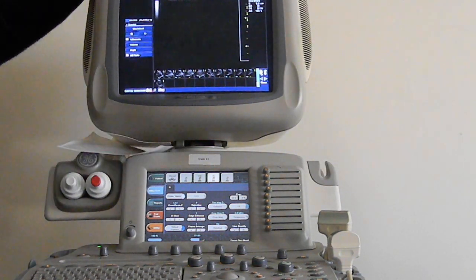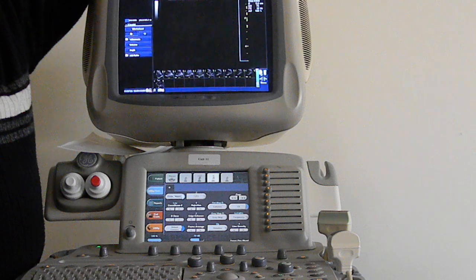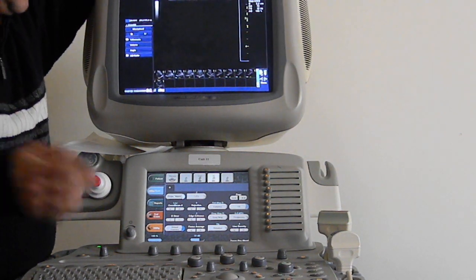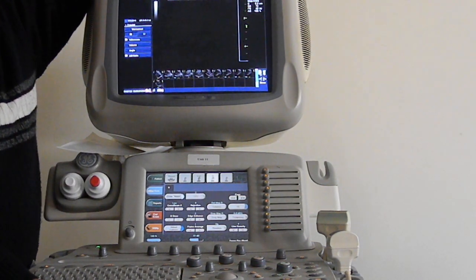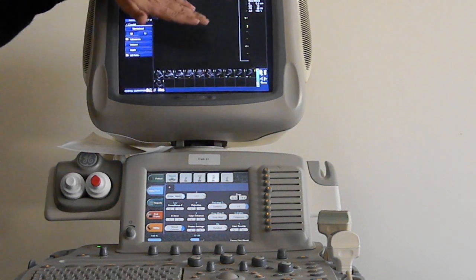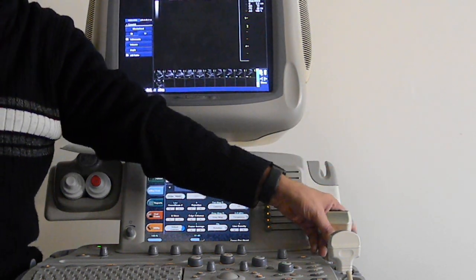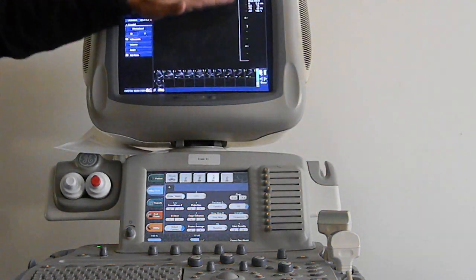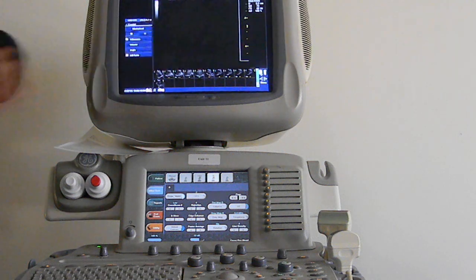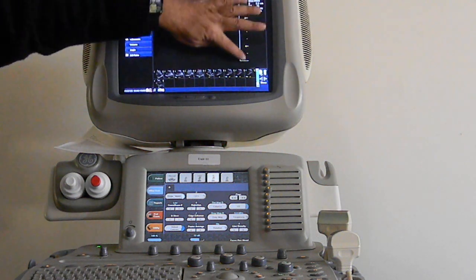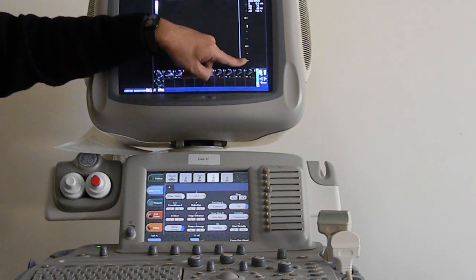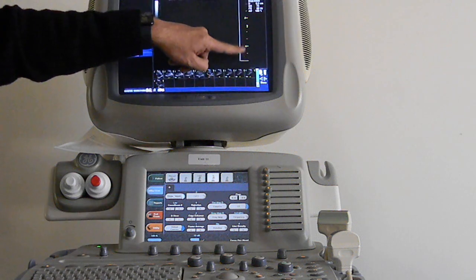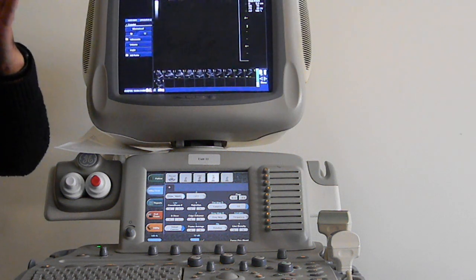Depth. Probably one of the first main functions that you may need to adjust whenever you are scanning is going to be the depth. What we mainly mean by depth here is to what distance we'll be able to visualize. Right now you will see your depth here. If you are scanning a patient, we are able to scan down to a depth of 5 centimeters deep.